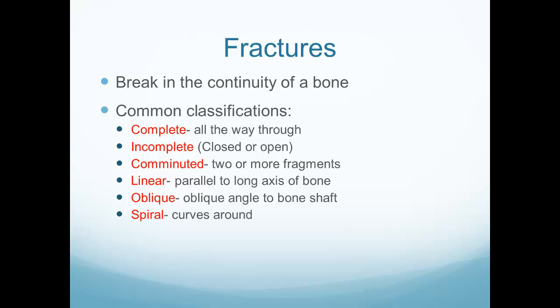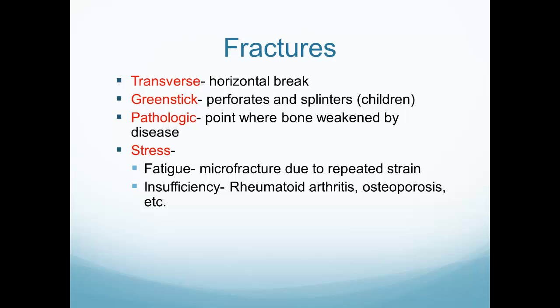Comminuted fractures are fractures where we have the break in two or more fragments. In other words, there's multiple breaks that have occurred in that area, so more like a shattering of the bone than a fracture or a break. A linear fracture goes along the parallel axis to the bone, whereas oblique goes at an oblique angle to the bone shaft. We're going to see some pictures of these. And a spiral fracture kind of curves around the bone shaft.